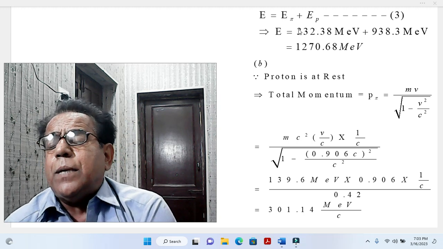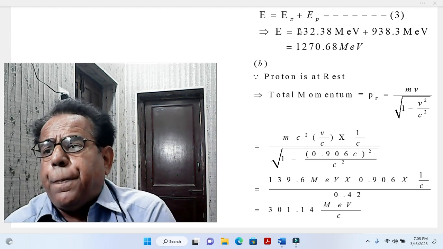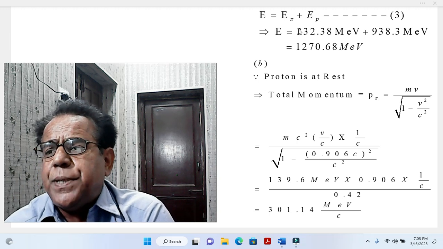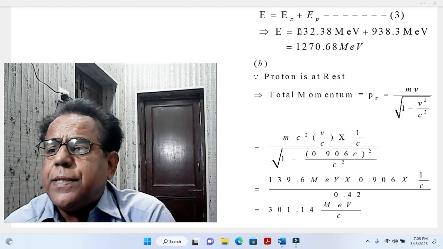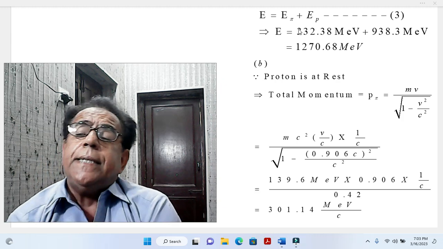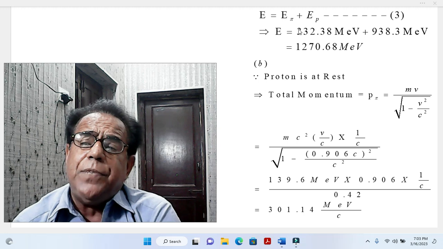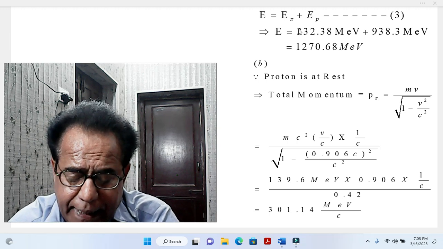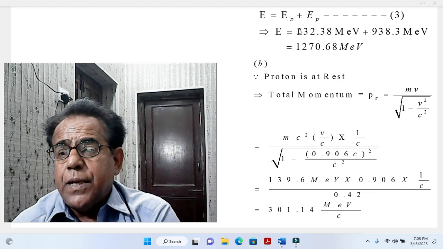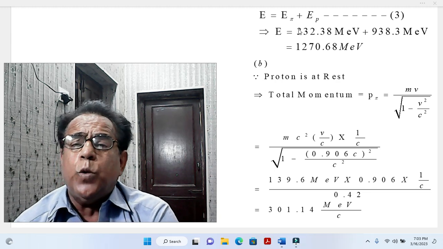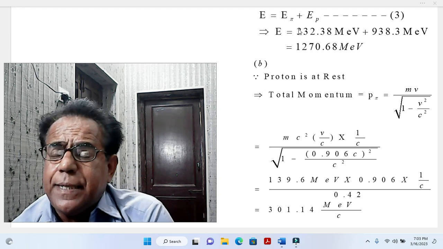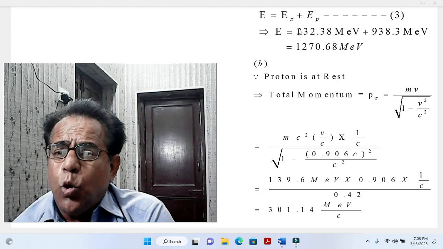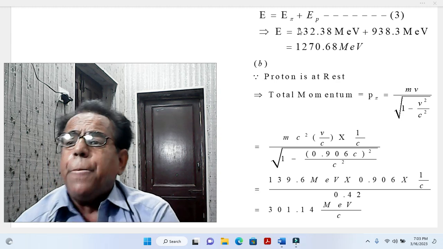The momentum of a pi meson, p subscript pi, is equal to mv over the square root of 1 minus v square over c square. Okay, dear students, in the next step we have made an alternate arrangement of our own, just to bring this expression into a particular form where we can apply known values.